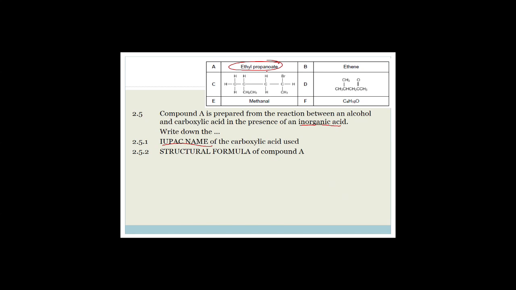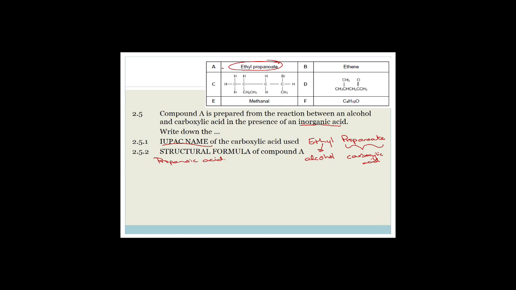So we've got ethyl propanoate, okay? So the ethyl comes from the alcohol, and the propanoate comes from the carboxylic acid, right? So the name of the carboxylic acid that was used is going to be propanoic acid.